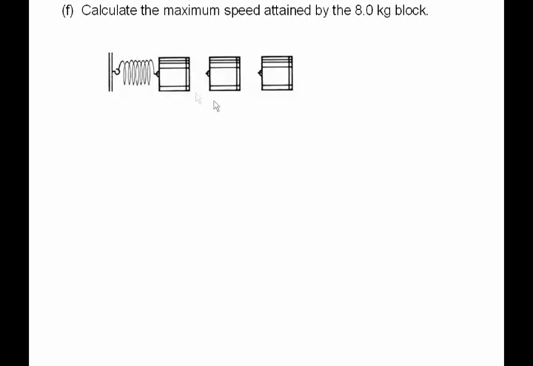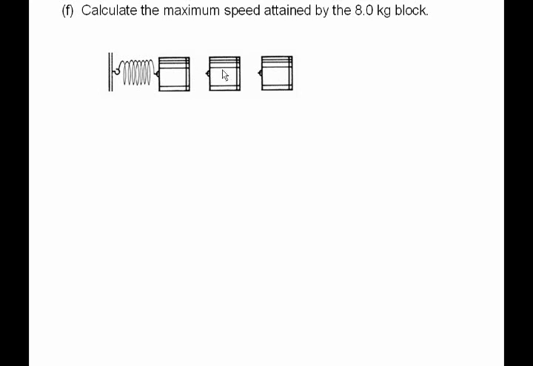For the last one, we're going to calculate the maximum speed obtained by the block as it oscillates back and forth. To do that, I want to look at a couple sections of the block. This would be the equilibrium position. As the block moves this way, we're squeezing the spring and storing energy in it, and then it stops and starts going backwards, and that block gets faster and faster and faster, changing to kinetic energy.